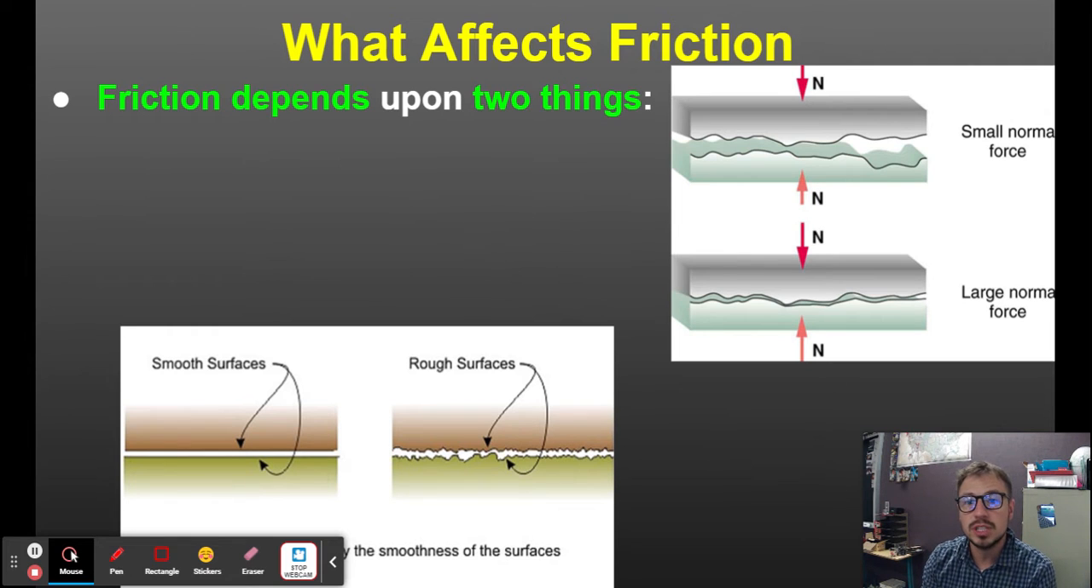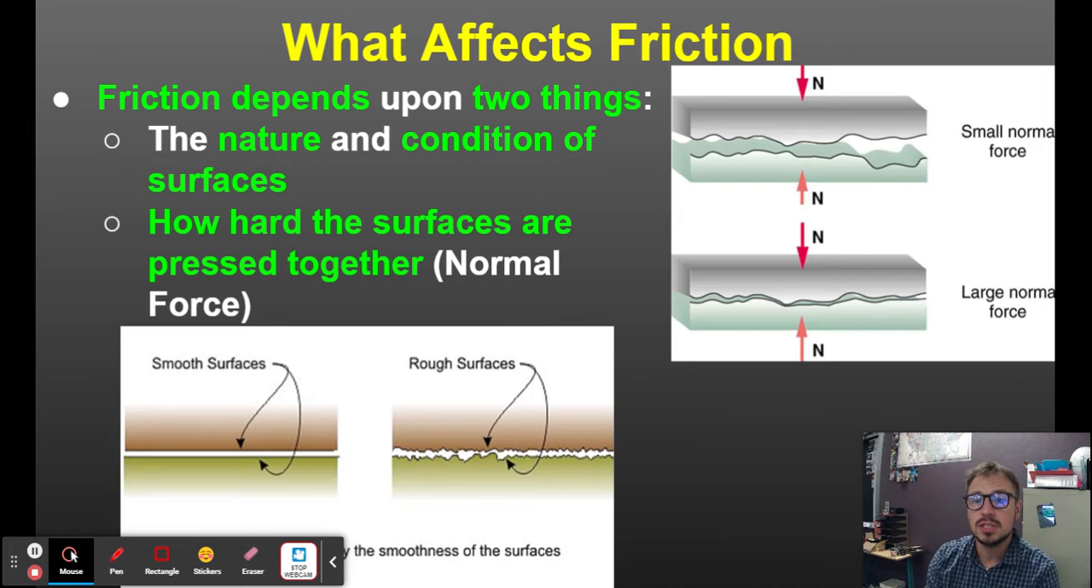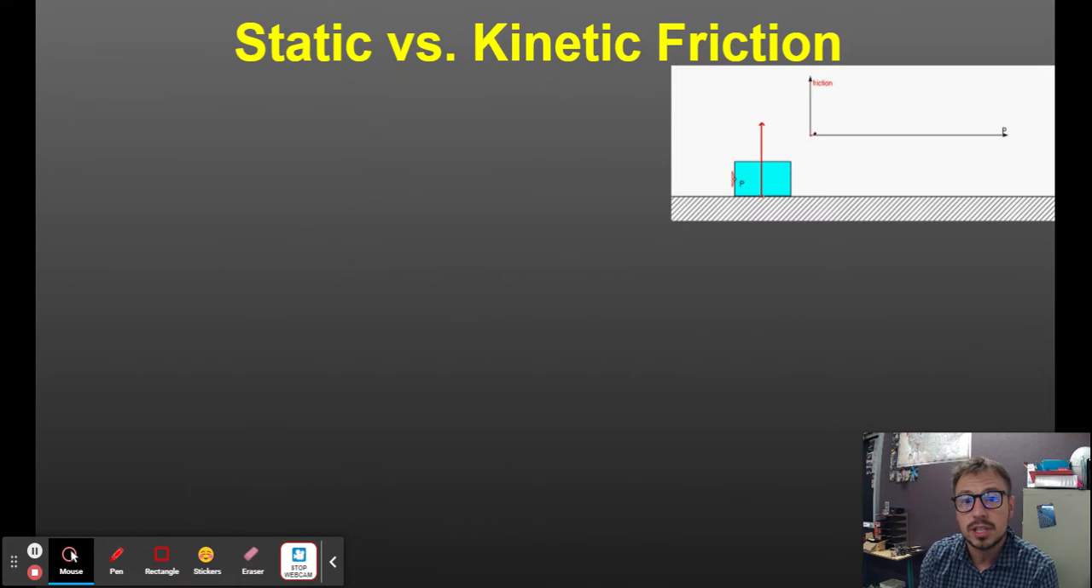Just know that friction is caused by these small surface irregularities. So what affects friction? Well, friction depends on two things and two things only. Number one, the nature and condition of the surfaces, and two, how hard those surfaces are pressed together, which is represented by the normal force. So the smoother those surfaces are, the less friction. And if you push two objects together harder, you're going to have more friction.